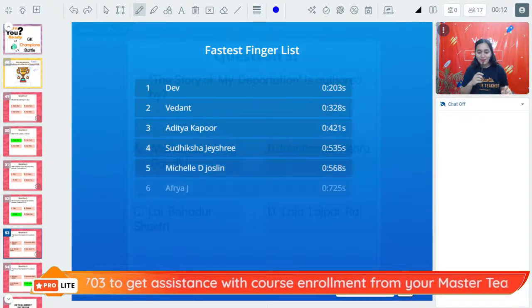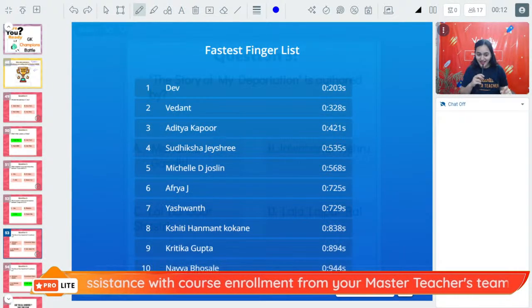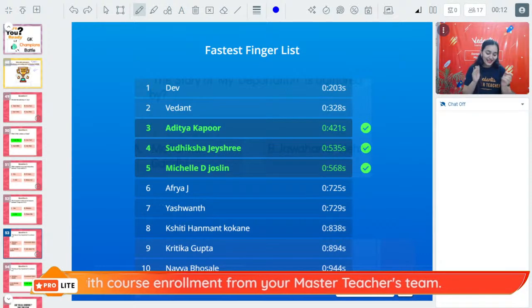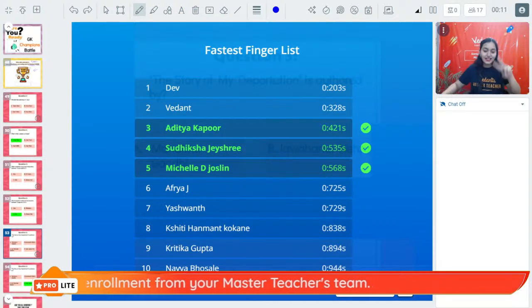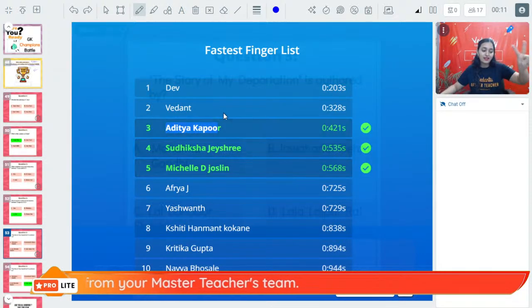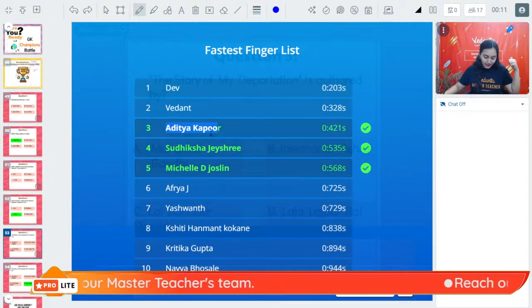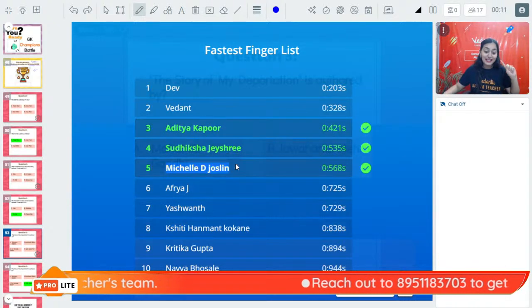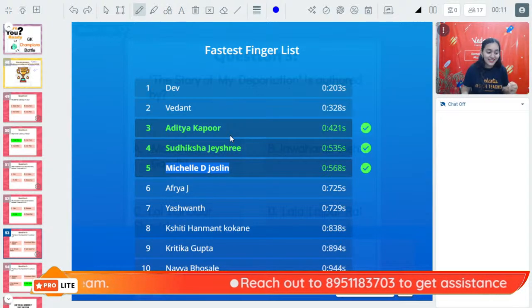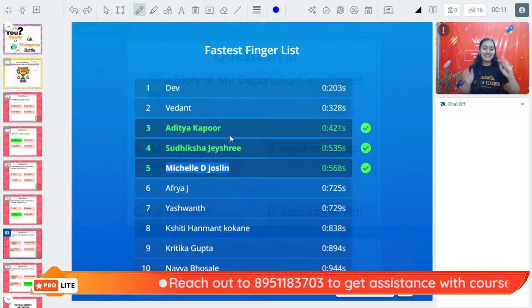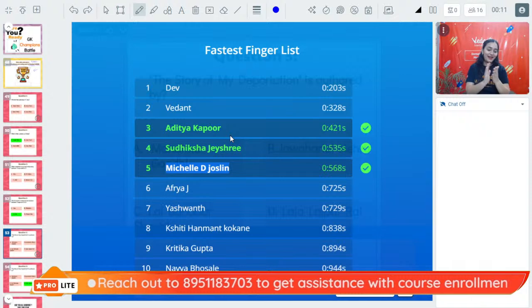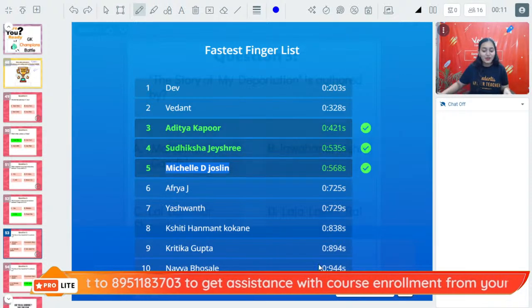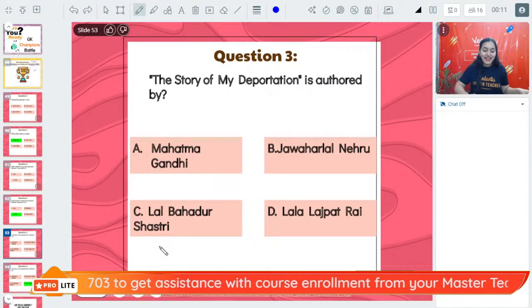Tukka power OP. Who all are answering it correct? Okay, very good. So Aditya was able to answer two questions correctly. Very good, Aditya. Sudiksha's name was not there in first and second question, and Michelle has successfully answered all three questions. Oh my god. Let's clap for Michelle. So we know who is the winner.